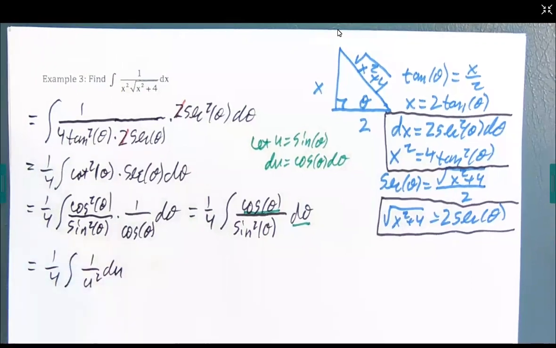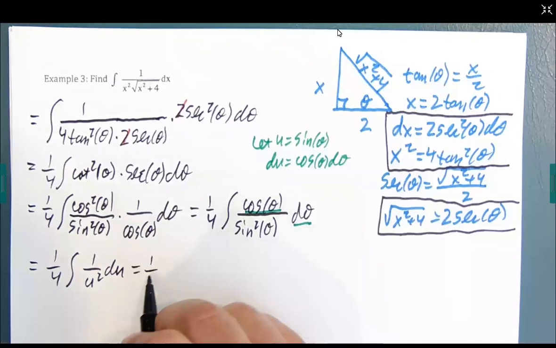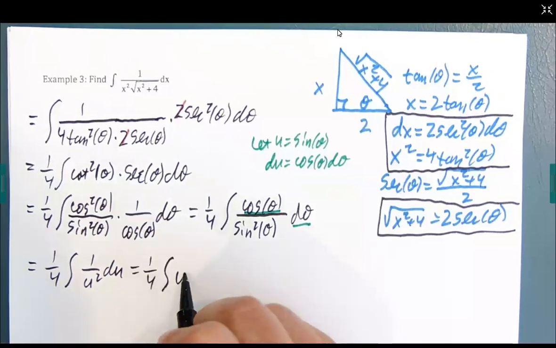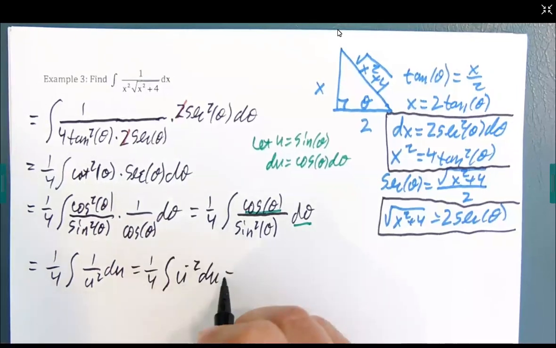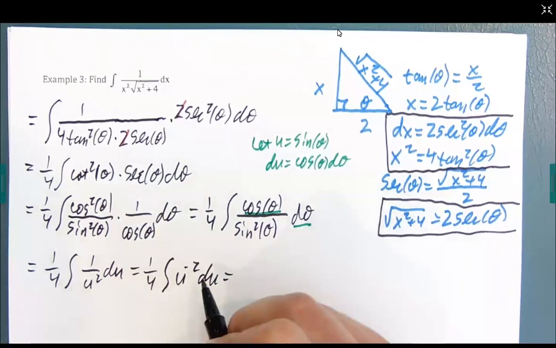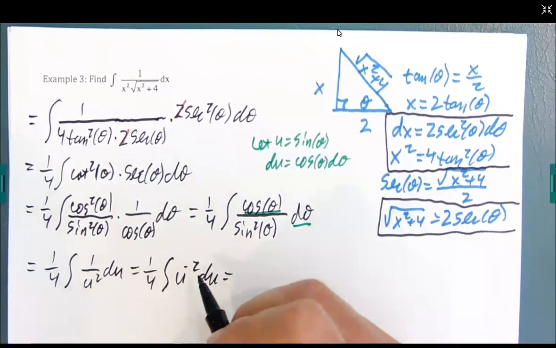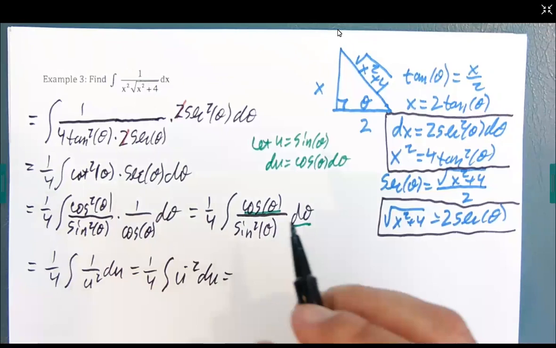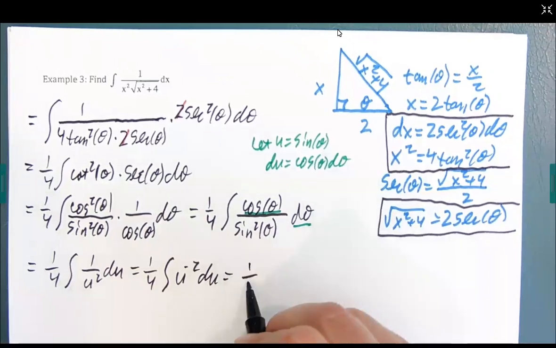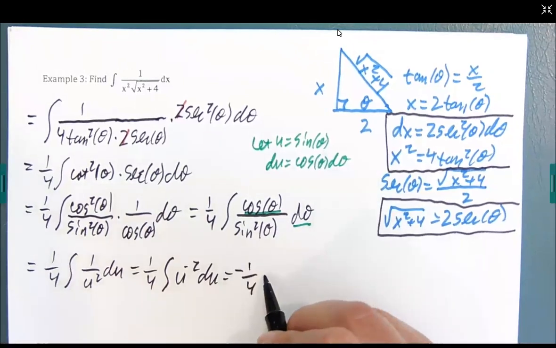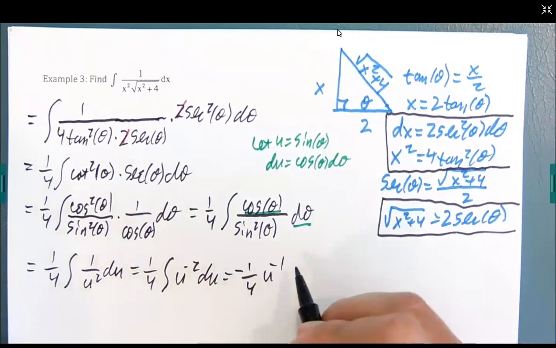All right, so we have two transformations here. We have into theta and then into u. And so now we're going to have to, at the end, go all the way back. This becomes 1/4 the integral of u to the negative second power du, which when we add 1 to the exponent and the whole deal, we end up with negative 1/4 u to the negative first plus c.